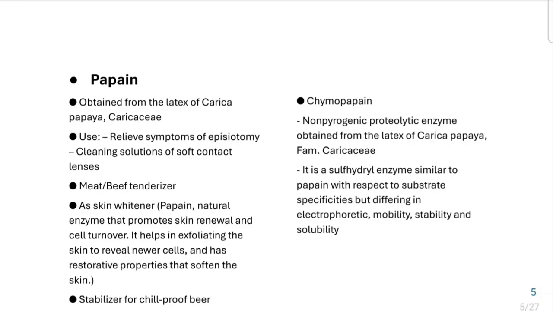Then, we have also your chemopapain. This is a non-pyrogenic proteolytic enzyme obtained from the latex of Carica papaya, family Caricaceae. Usually this is derived from your papain also, and it is a sulfhydryl enzyme similar to papain with respect to substrate specificities, but differing in electrophoretic mobility and stability, and even in solubility. But most of the time, your chemopapain is utilized the same as papain. So usually they have the same use.